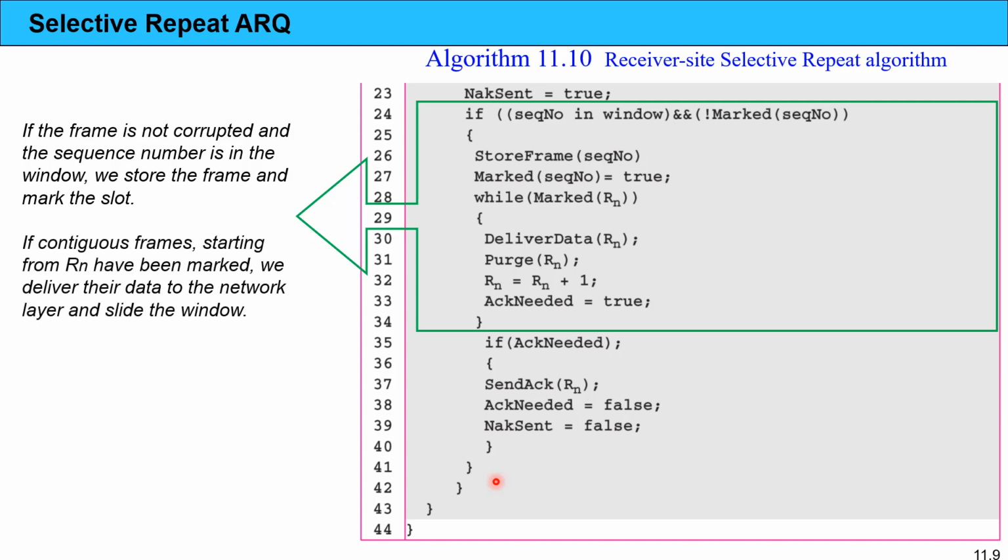If I have continuous or consecutive frames starting from Rn, the first frame in the window, in this case I will deliver these frames to the network layer and slide my window, if they are in order and start from Rn, the first frame in the window.